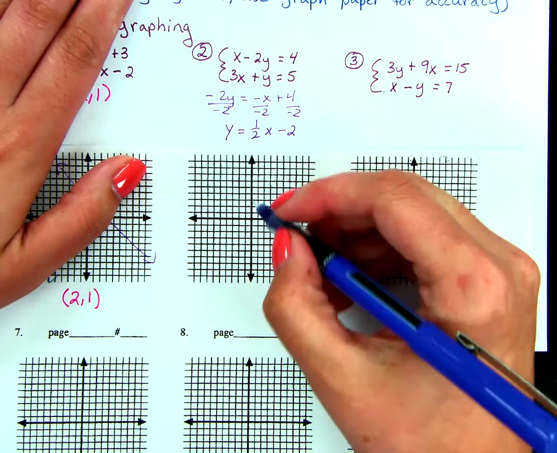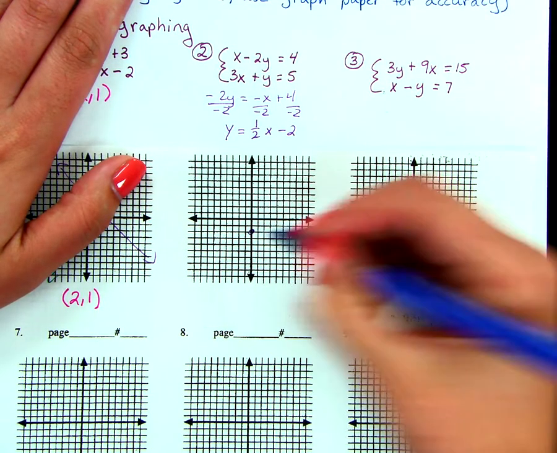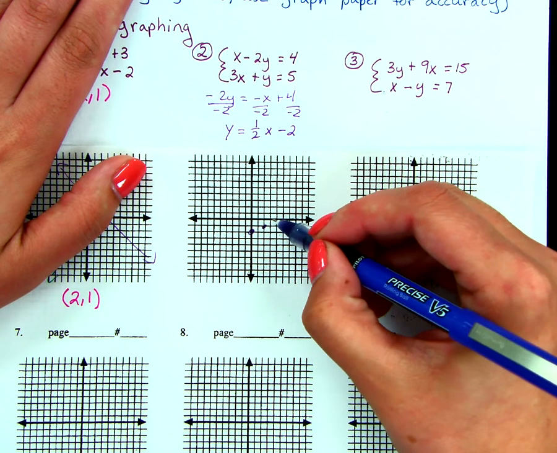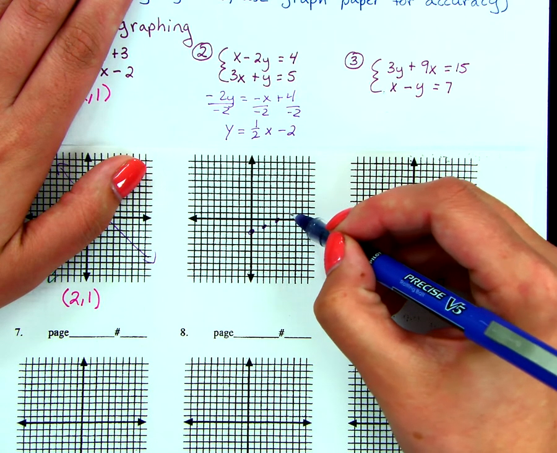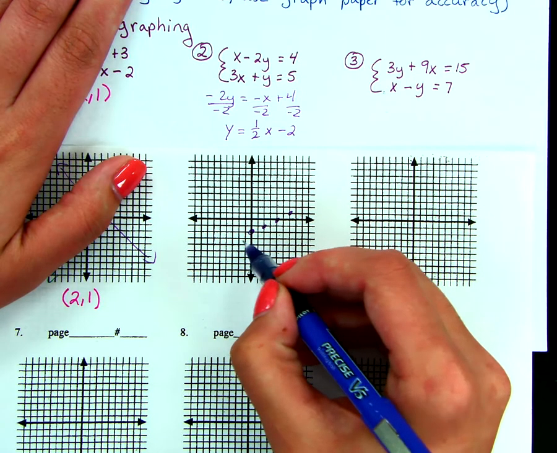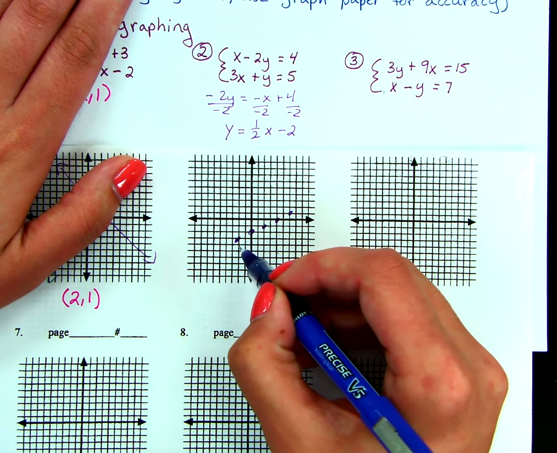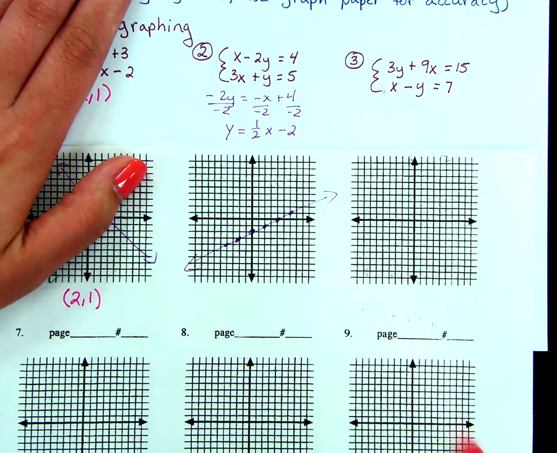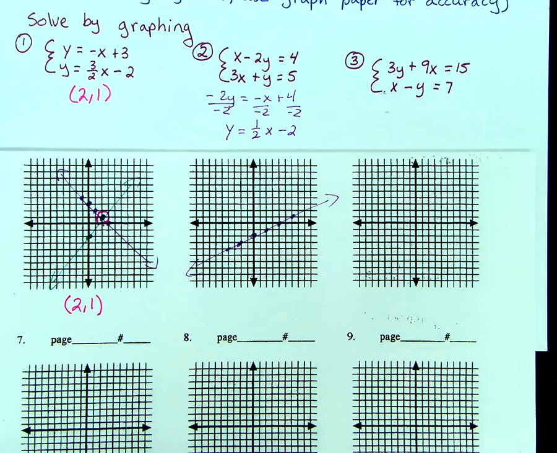So I'm going to go down 2, put my first point. And we have a slope of 1/2, so up 1, right 2. And again, how many points you decide, maybe go the other direction too, it's kind of up to you. We just want to make sure that we put enough so that it's easy to find our intersection point. So again, sometimes we might have to go back and add more.